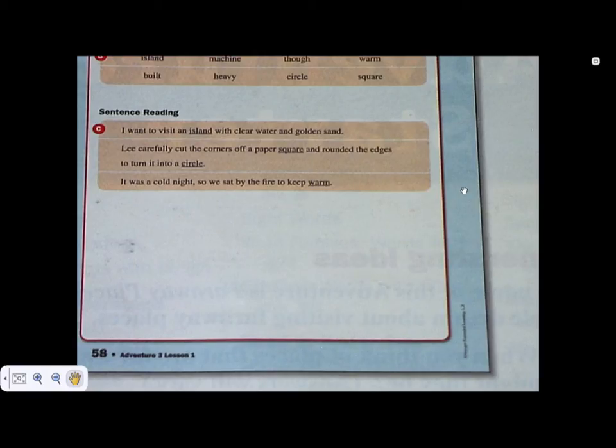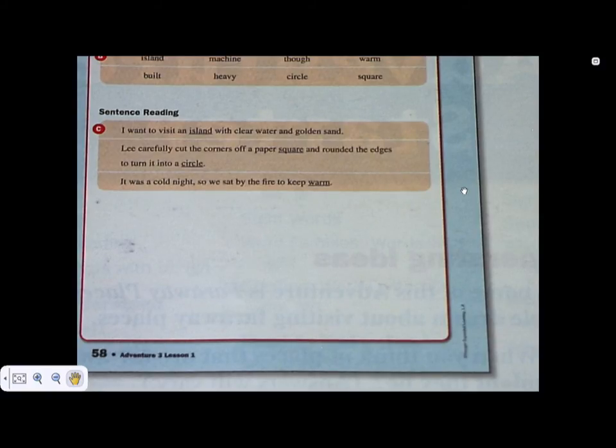Next sentence. Lee carefully cut the corners off a paper square and rounded the edges to turn it into a circle. The next sentence. It was a cold night, so we sat by the fire to keep warm. All right, very good. Now you'll still be at the bottom of that page.